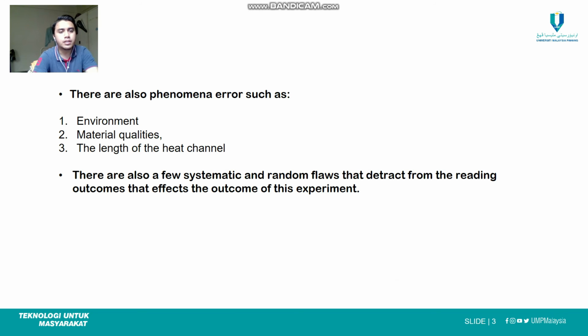Next, for the sources of error that may exist in this experiment, which are, first, the environment, second, the material qualities, and lastly, the length of the heat channel. There are also a few systematic and random flaws that will detract from the results, and this will affect the outcome of this experiment.